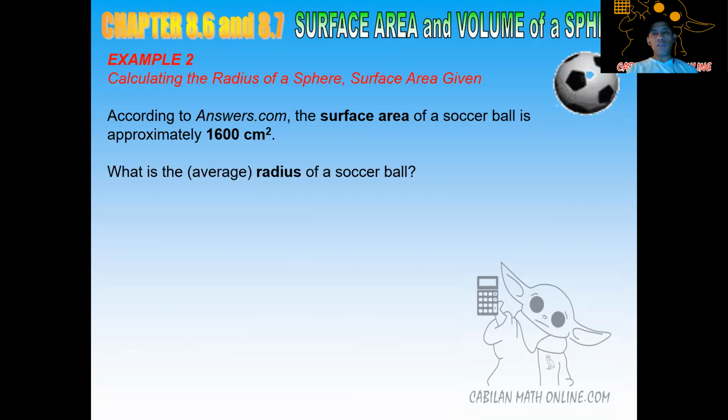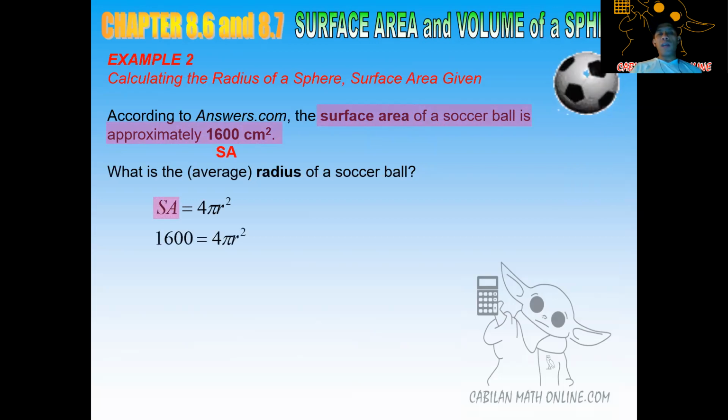So since it tells you the surface area, the first thing we need to do is write down the surface area formula for the sphere. The next thing we want to do here is replace the 1,600 in for the surface area. And then from here, we're going to solve for the radius.